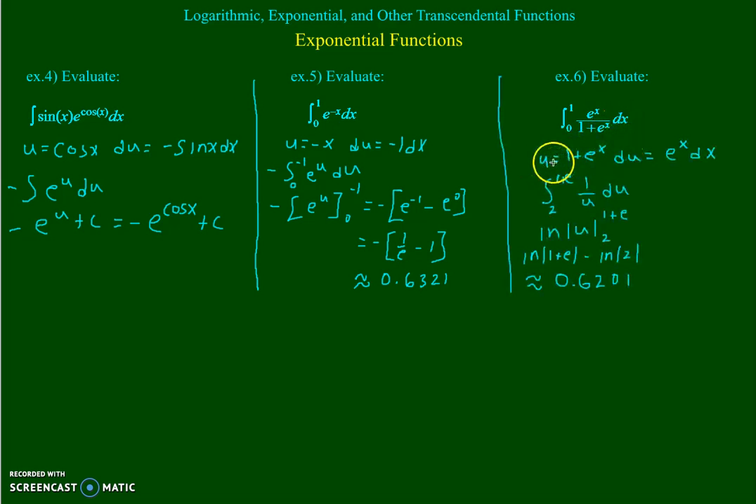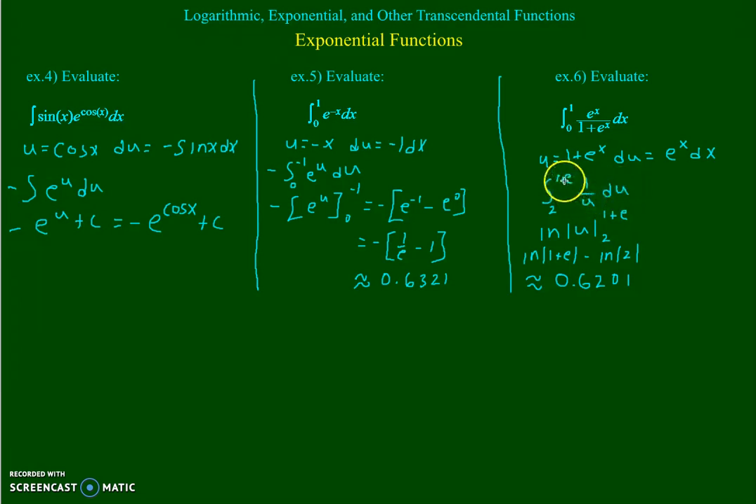So if we pick u equals 1 plus e to the x, the denominator, the derivative of that is simply e to the x dx. And that is the numerator, which is an interesting switch. So what we have here is 1 over u du. And hopefully you can recognize that as a natural log form.